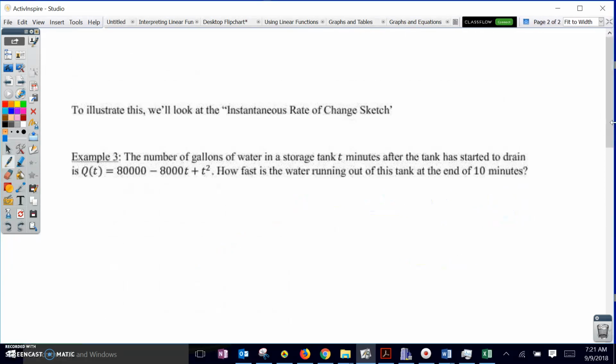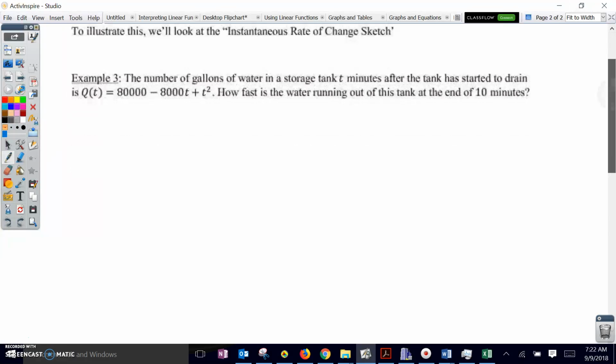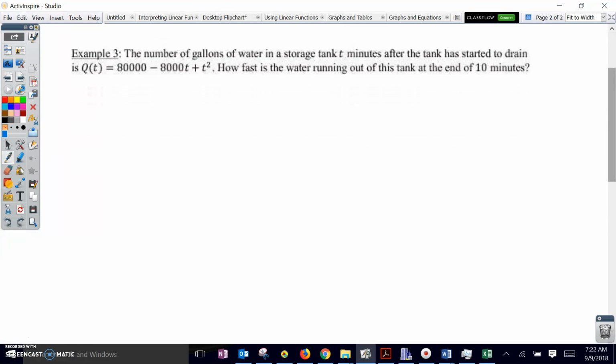In example 3, we've still got this same number of water gallons in the tank, but now we're asking how fast is the water running out of this tank at the end of 10 minutes. And this is an instantaneous rate of change. And for now, when we're finding instantaneous rate of change, we're going to do that using the limit. In order to do this, we're going to find the slope at 10. But I'm going to introduce this quantity h.